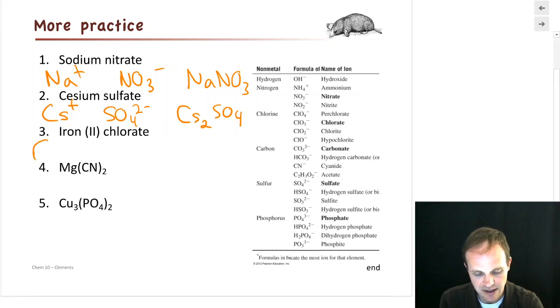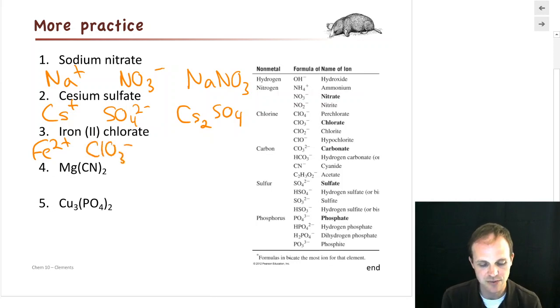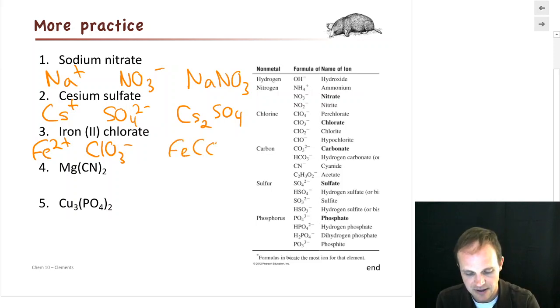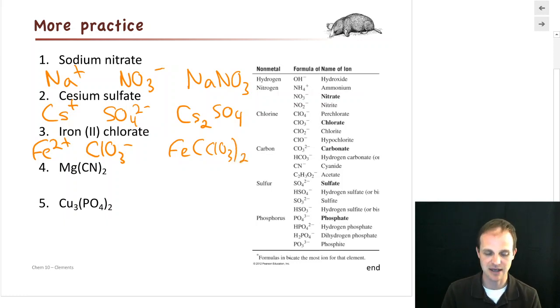Iron 2 chlorate is Fe2+. That's what that 2 means. Chlorate, if you look over at the table, is ClO3-. I've got a +2 and a -1. I need 2 of the -1s, and so I get Fe(ClO3)2, with that 2 on the outside of the parentheses.